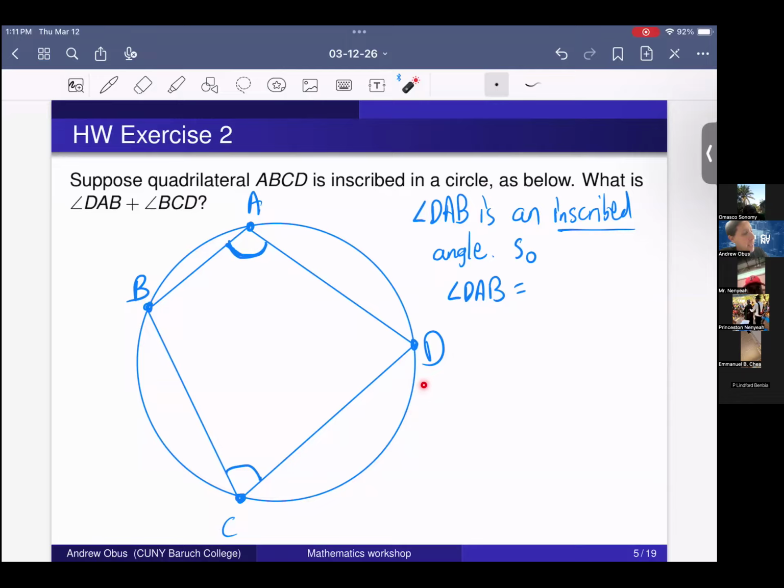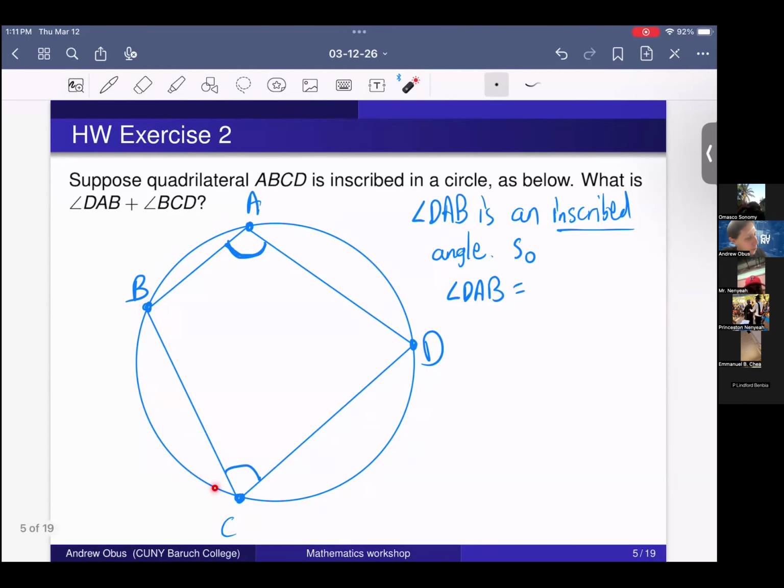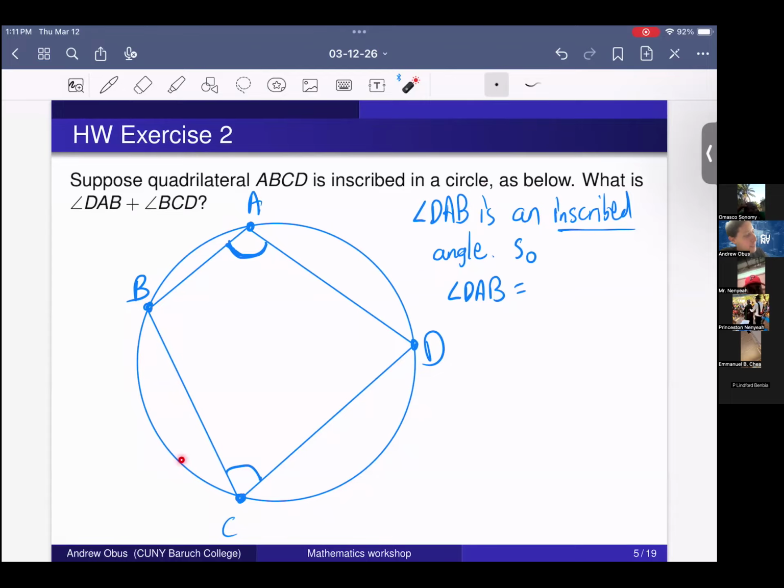Half of arc BD. And I'm going to be a little bit more careful here because BD is really two different arcs. There's this arc and there's this arc. We want to say it's the opposite arc. It's this arc. So I'm going to call it arc BCD instead of arc BD. So DAB is equal to 1/2 the measure of arc BCD. Okay, right? This is the inscribed angle theorem. Because it's an inscribed angle, the measure of the angle is half the measure of the arc.